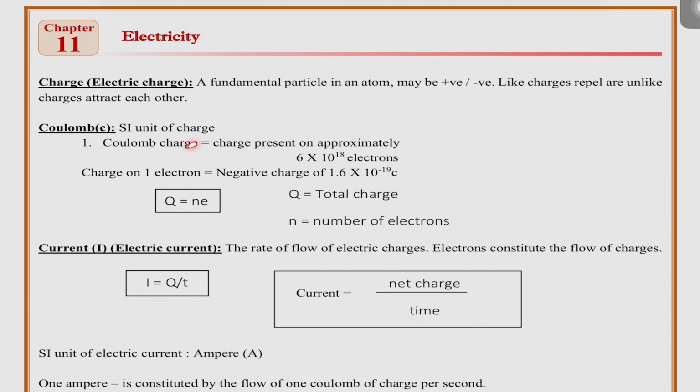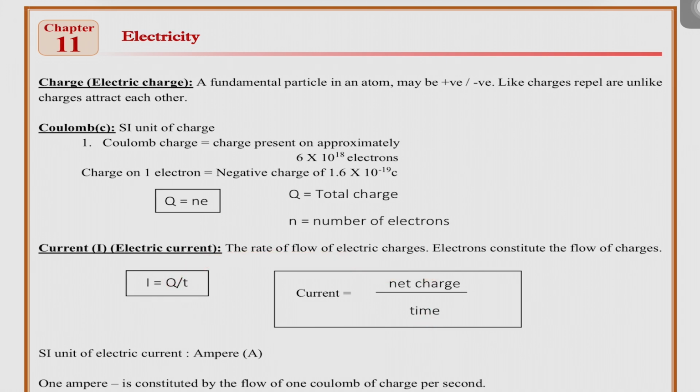The flow of these charges itself, we call it as an electric current. The rate of flow of electric charges, rate means it is with respect to time. The rate of flow of electric charges, we call it as electric current. Electrons constitute the flow of charges. I is equal to Q by T. I is nothing but current, which is equal to Q by T. Q is representation of charge and T is with respect to time.